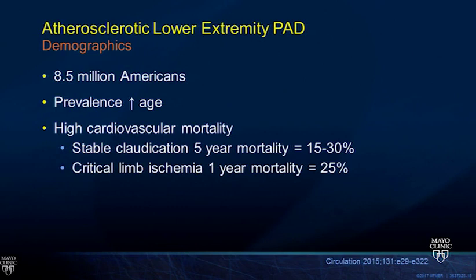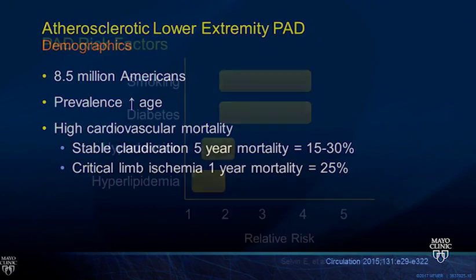So for PAD, it's certainly very prevalent. There are estimated at least 8.5 million Americans with PAD, but it's probably just the tip of the iceberg because there are 80 million cardiovascular disease adults in the US, and PAD tends to be underdiagnosed. And we know that patients with PAD have a really high cardiovascular mortality. Even with stable claudication, their 5-year mortality is sizable, 15 to 30%. And then critical limb ischemia, a 1-year mortality is 25%.